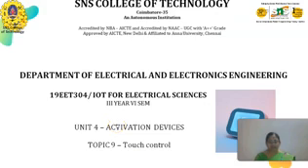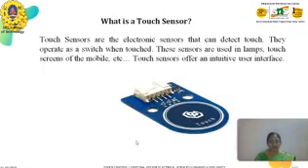In this video, we are going to discuss touch control in automation devices. Previously, we discussed IR control and IR sensors. For touch controlling operations, the main basic device is a touch sensor, which is also called a tactile sensor.